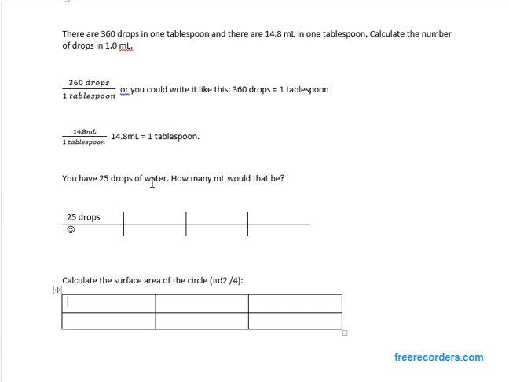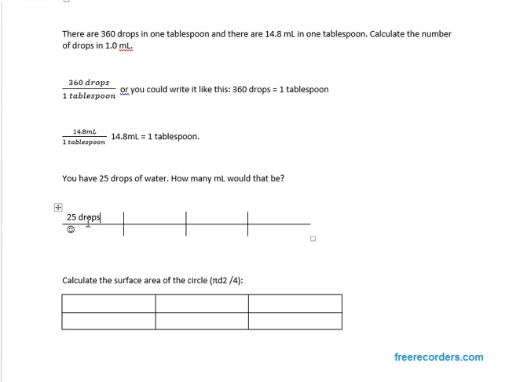So say you have 25 drops of water. How many milliliters would that be? I start with what I'm given, my 25 drops. Nothing goes on the bottom part of this fraction. I put a happy face in just so students remember that nothing goes there. It's an empty space, no numbers, no value whatsoever. So we're at 25 drops, and we want to get to milliliters, so we can use these 2 bits of information to get there.